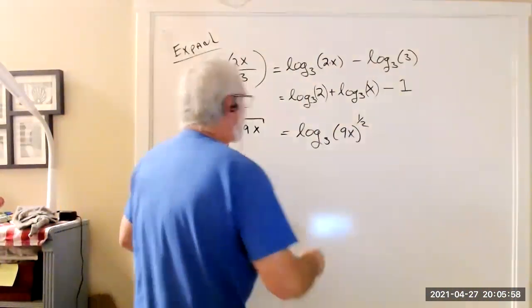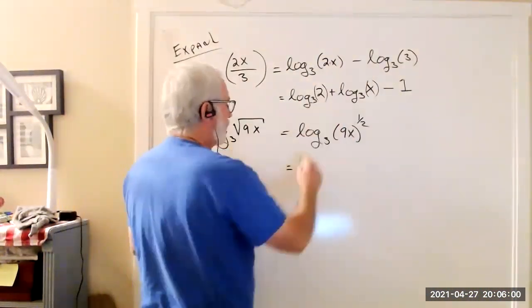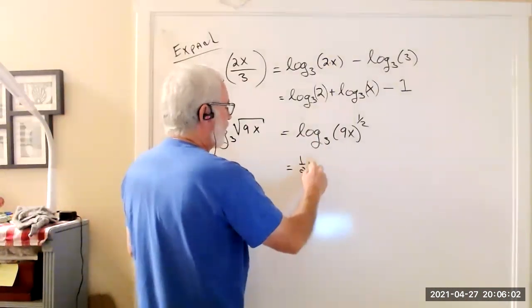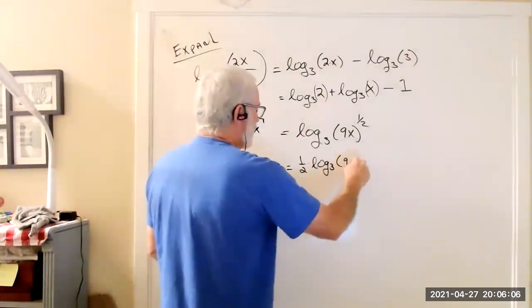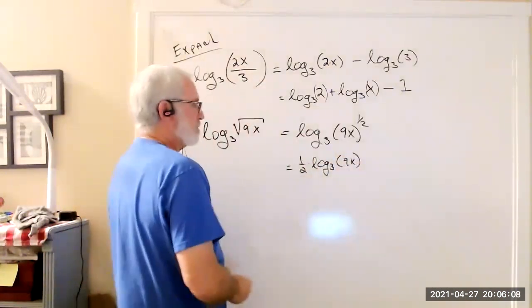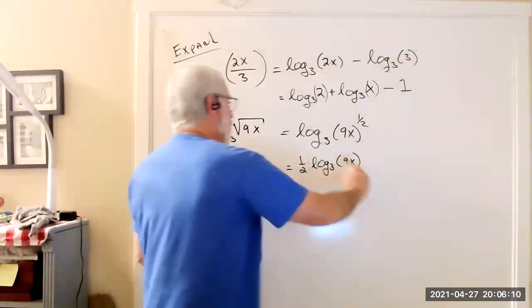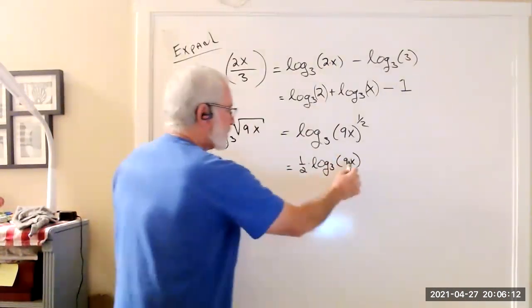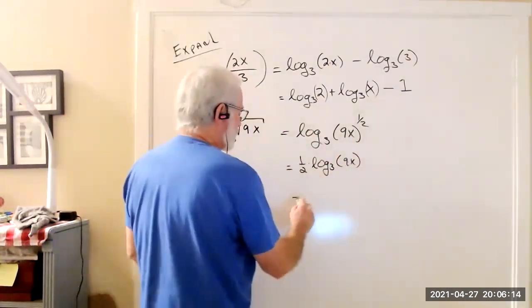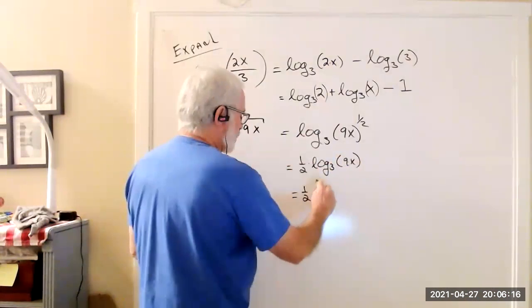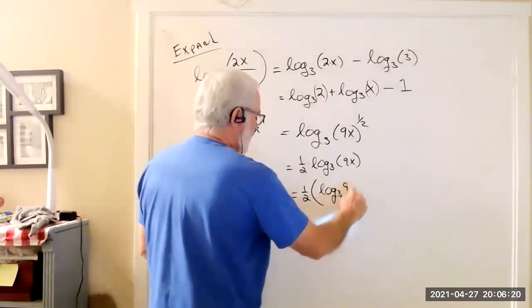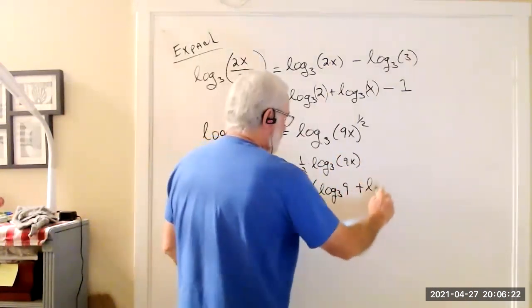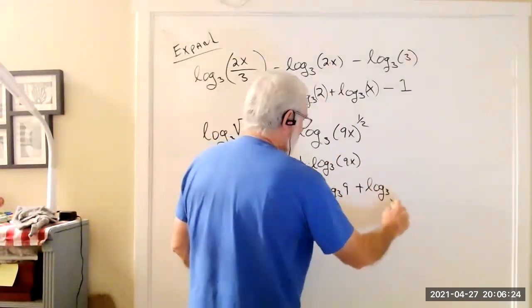So we're going to move the power down: one half times log base 3 of 9x. We're going to take the 9x and expand it. So that's a half times the quantity log base 3 of 9 plus log base 3 of x.